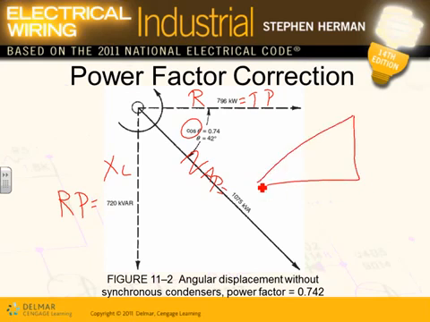So here's my triangle. Here's my true power, here's my reactive power, here's my apparent power. And the same thing for the impedance triangle: here's my Z, here's my R, and here's my XL or XC. You can see it's the same thing, power triangle or impedance triangle, same concept.